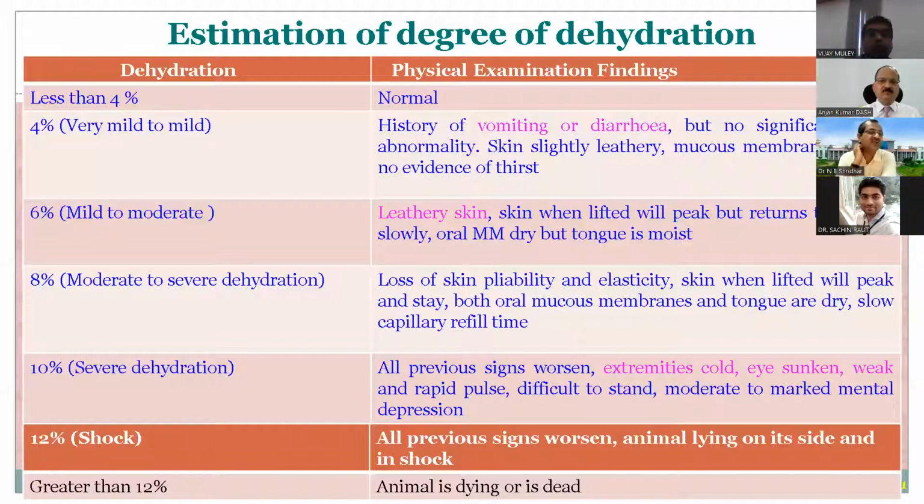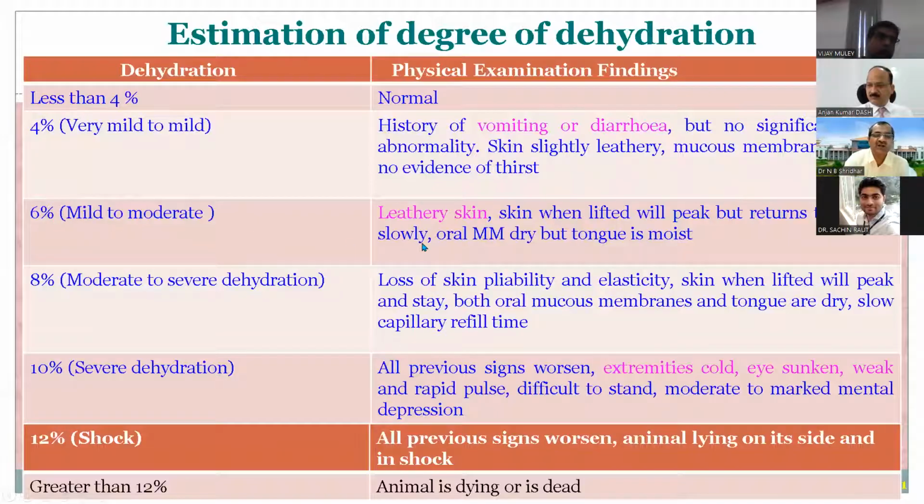And 4% is a very mild type of dehydration, and there will be a history of vomition or diarrhea in case of animals other than ruminants. But no significant loss is there, and usually a higher degree of dehydration will be present in ruminants.